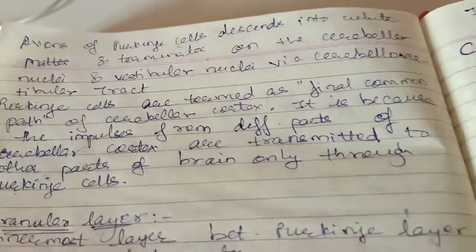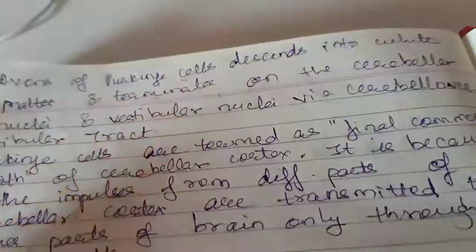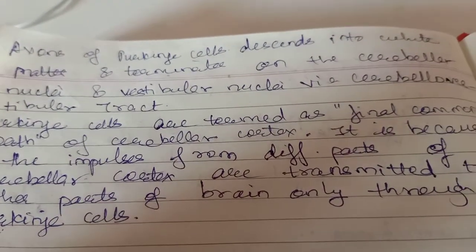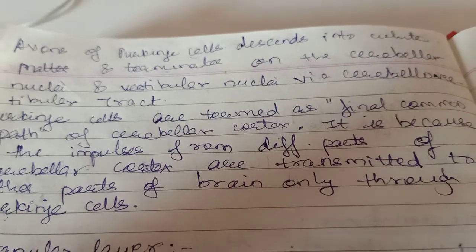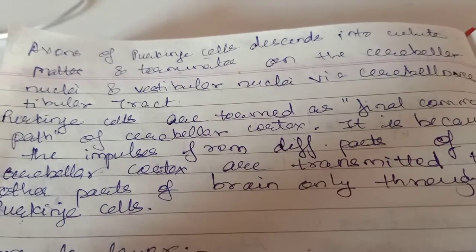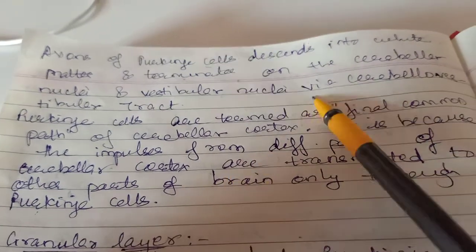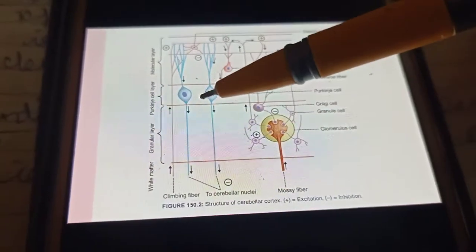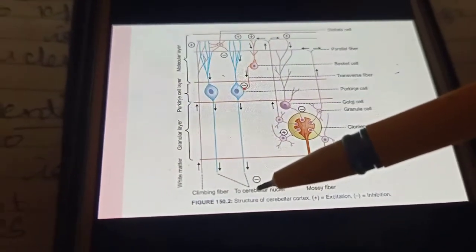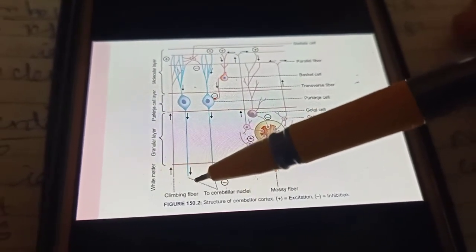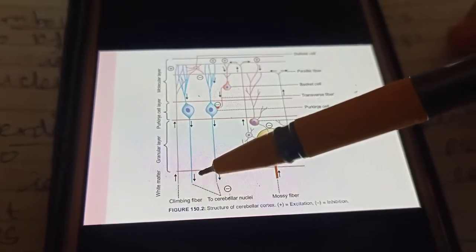The axons of the Purkinje cells descend into the white matter and terminate on the cerebellar nuclei and vestibular nuclei via the cerebello-vestibular tract. You know, the white matter consists of the cerebellar nuclei, and it will terminate on the vestibular nuclei via the cerebello-vestibular tract.